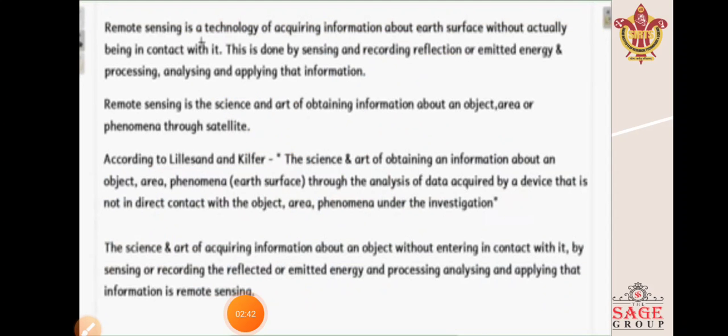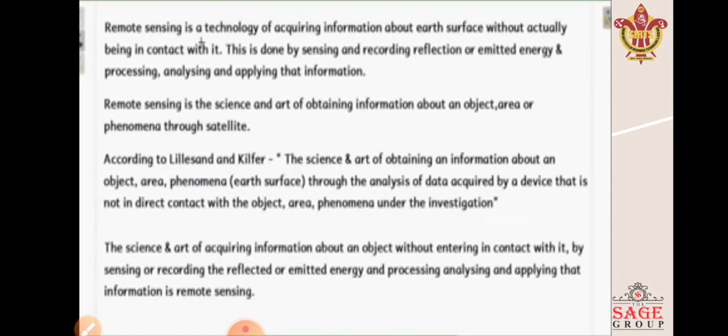Now, definition of remote sensing. Remote sensing is a technology of acquiring information about Earth's surface without actually being in contact with it. This is done by sensing and recording reflected or emitted energy and processing, analyzing, and applying that information. Remote sensing is a science and art of obtaining information about an object, area, or phenomena through the satellites.